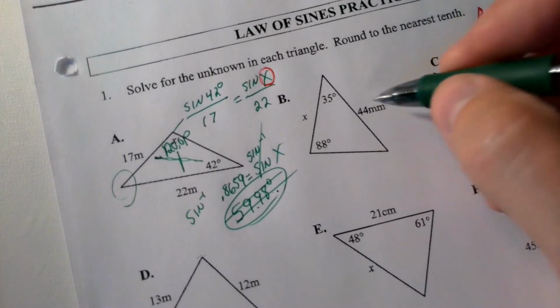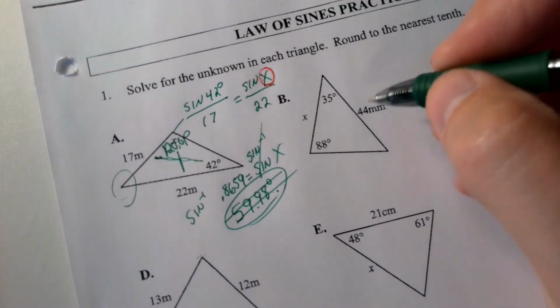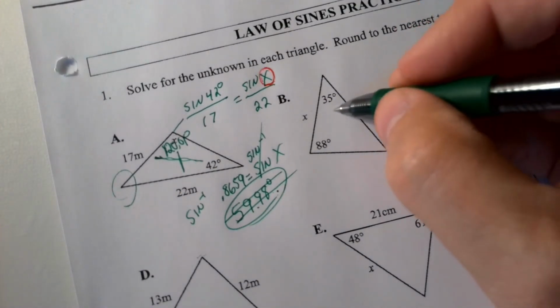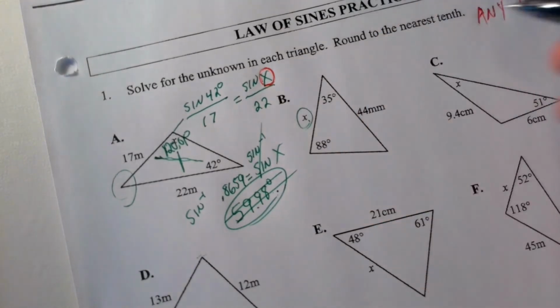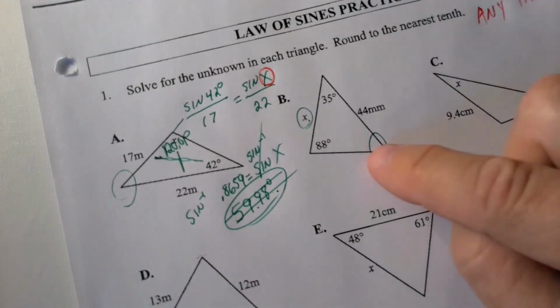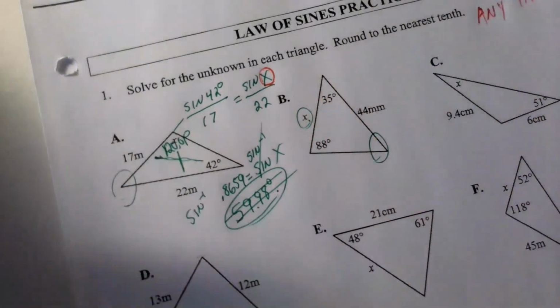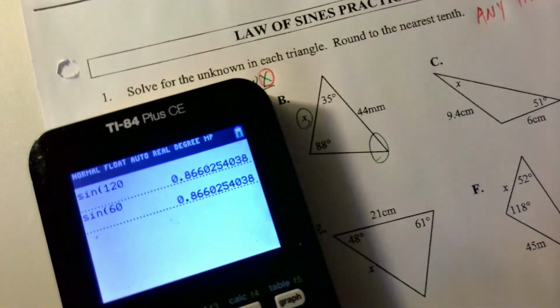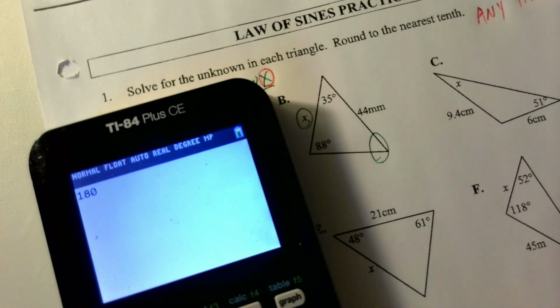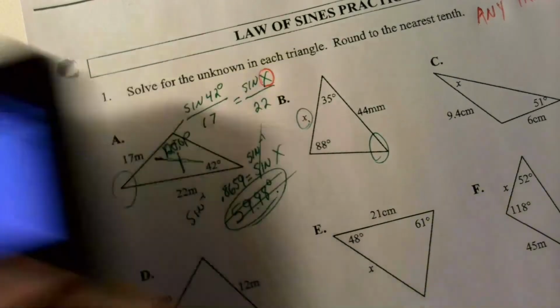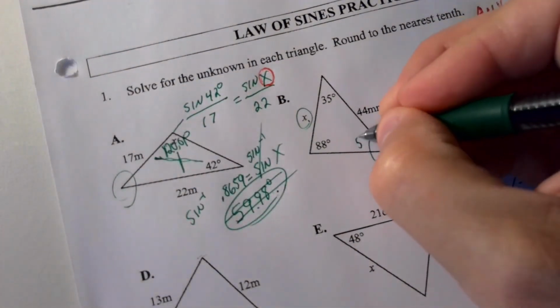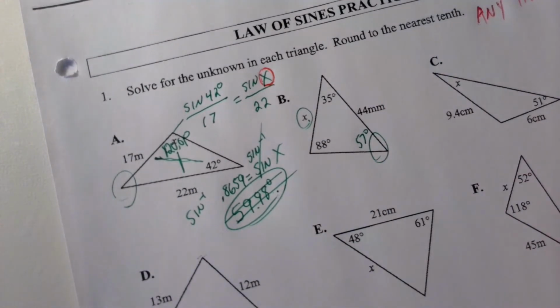So on B, I'm going to write, this is what I need to find out, right? So that means I need to know this angle. So I have to find out what the third angle is. So I just take those two angles and subtract them from 180 to find out the third angle. So 180 minus 88 minus 35, and I get 57 degrees. So this thing's 57 degrees, and that's pretty easy math so far, right?